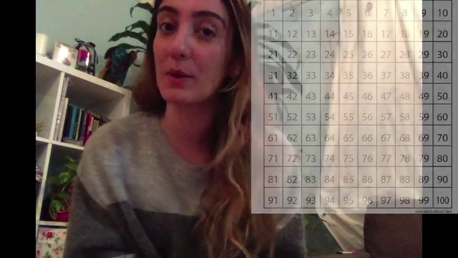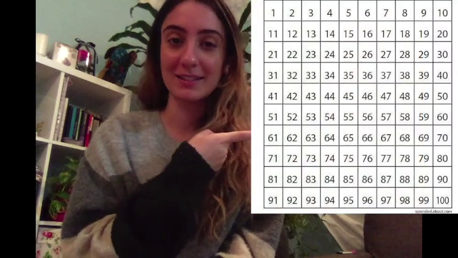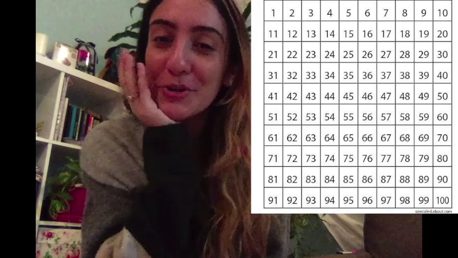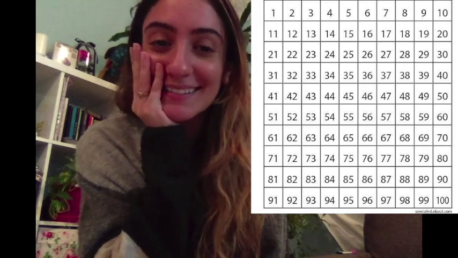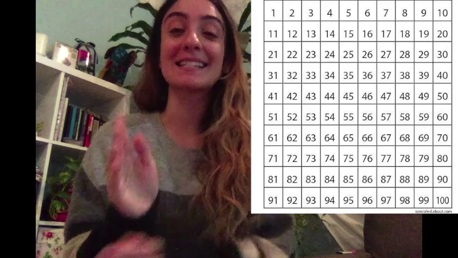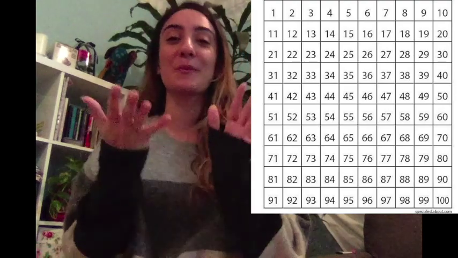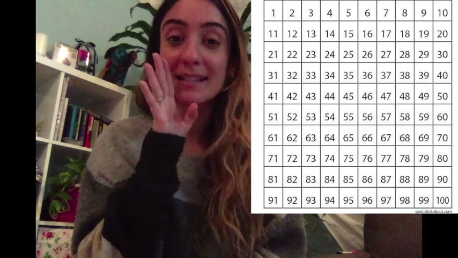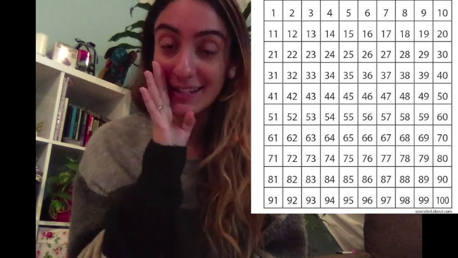Now today we are subtracting using something that we've already used in class, and boys and girls, you know what it is. So take a look. Do you remember what this was called? It is the 100 chart. So we are subtracting using the 100 chart, which makes it a lot easier.